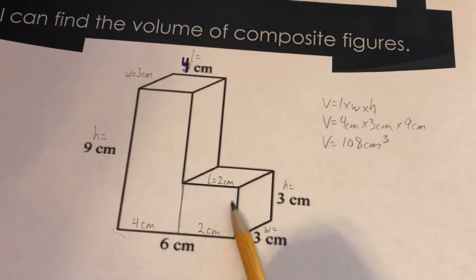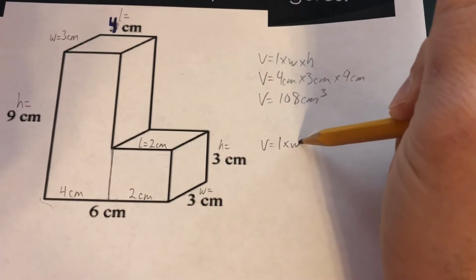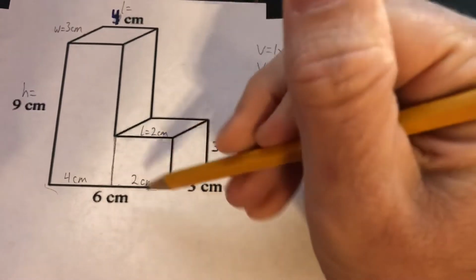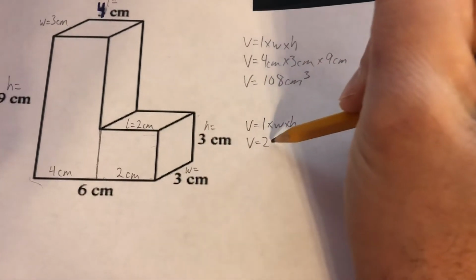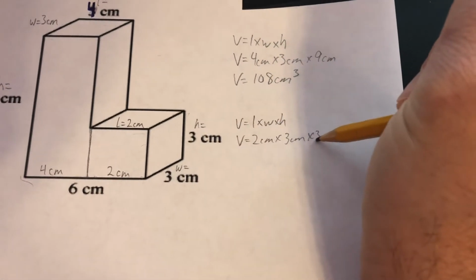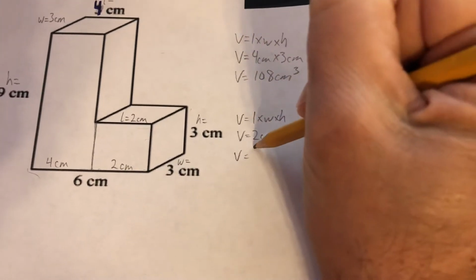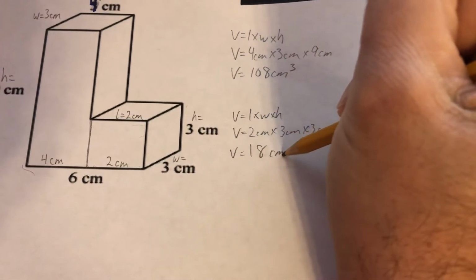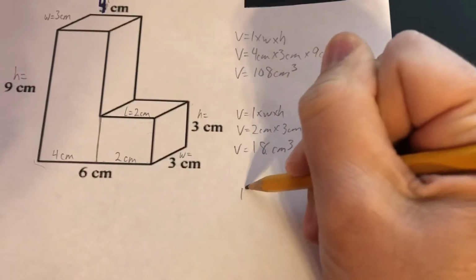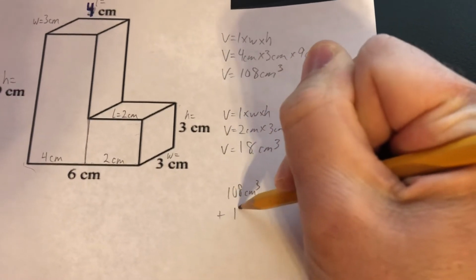All right, volume of the smaller one here. So volume equals length times width times height. Volume equals, so 2 centimeters. Be careful, it's not that 6. 2 centimeters times 3 centimeters times 3 centimeters. So I'll just do 2 times 3 is 6, times 3 is 18 cubic centimeters. So do not forget to add. So that 108 cubic centimeters plus 18 cubic centimeters.